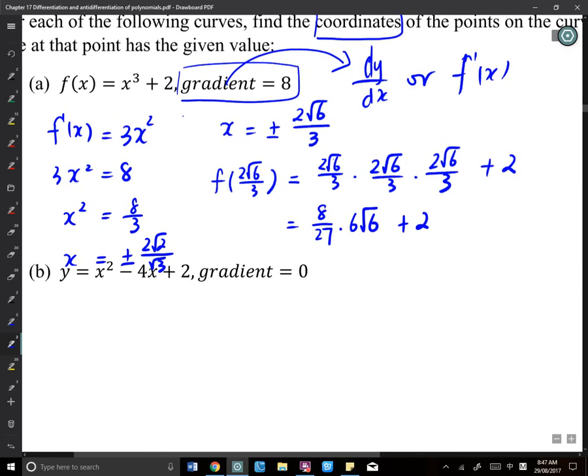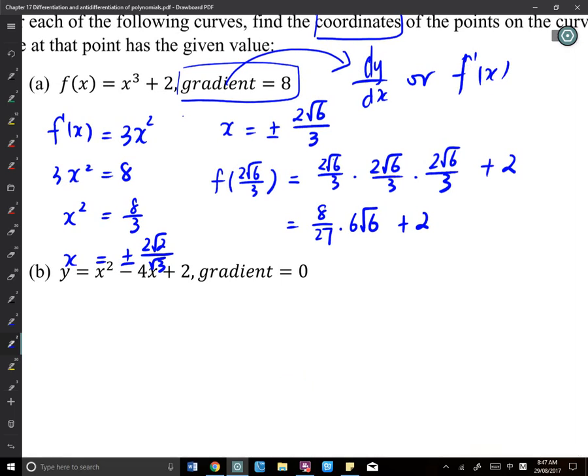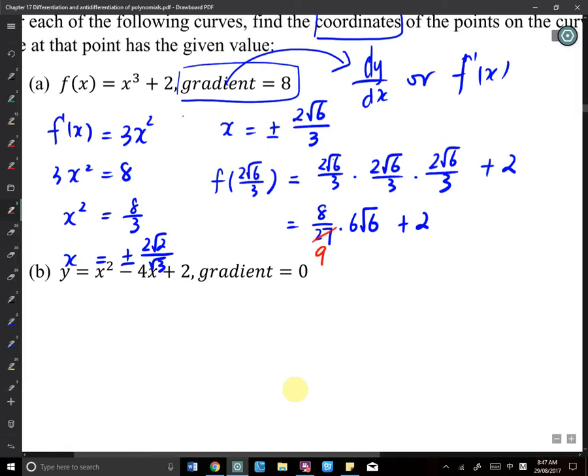If you can't just do the cubic directly, you can do it my way. You just times every single thing together. So 2 times 2 times 2 is 8, and 3 cubed is 27. And 2 root 6 times 2 root 6 is 6, and times another root 6, so 6 root 6. Divide by 3, that's a 9. Divide by 3, that's a 2. And that equals to 16 over 9 root 6 plus 2.